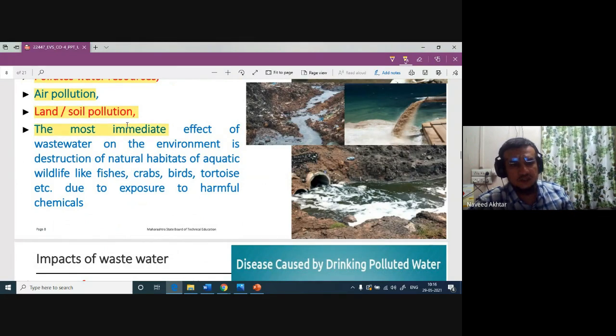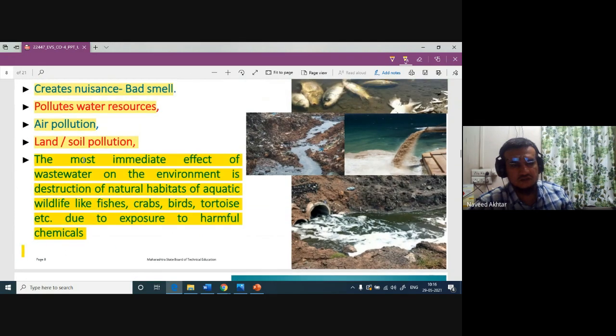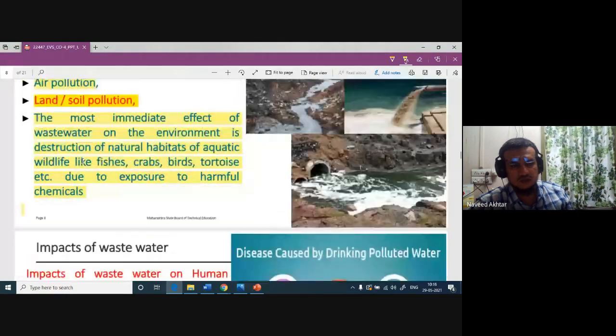The most immediate effect of wastewater on the environment is the destruction of natural habitat, aquatic plants, and wildlife like fishes, crabs, birds, tortoises, etc., due to exposure to harmful chemicals. So this is the most dangerous effect due to the impact of wastewater.